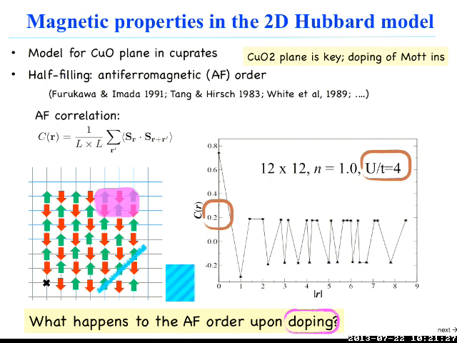So that's the question. When you take away some electrons, there's free space. In some ways, the kinetic energy would want to distort this order and put things to occupy that space. And on the other hand, this order serves to minimize the potential energy. Right? So what happens?